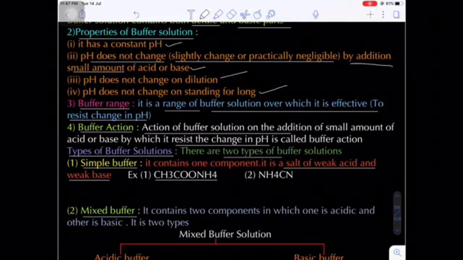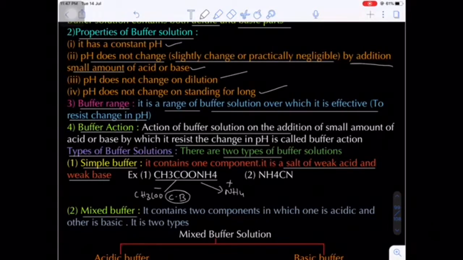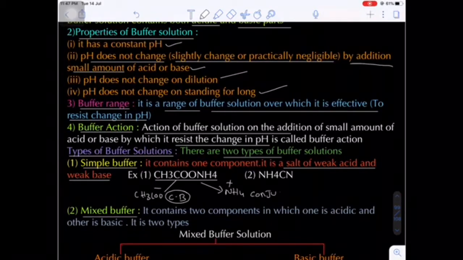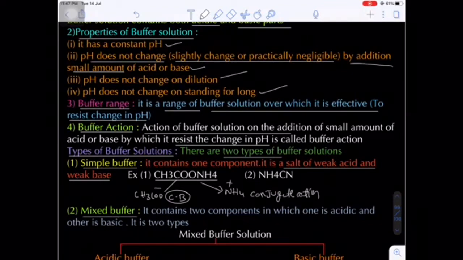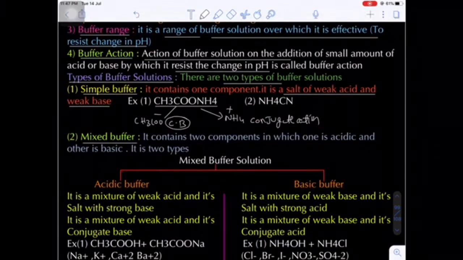Example, we have the best example of a salt of weak acid and weak base, that is ammonium acetate. Okay. In this, what happens? Ammonium is the cation and acetate is the anion. Are you getting my point? Now, here this acetate ion is the conjugate base of acetic acid, and the ammonium ion is the conjugate cation of ammonia or ammonium hydroxide. Are you getting my point?